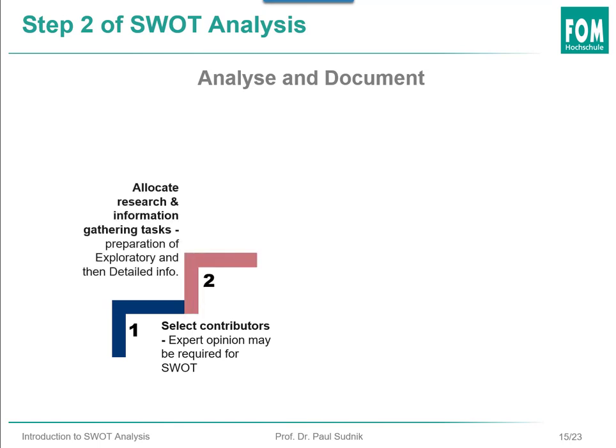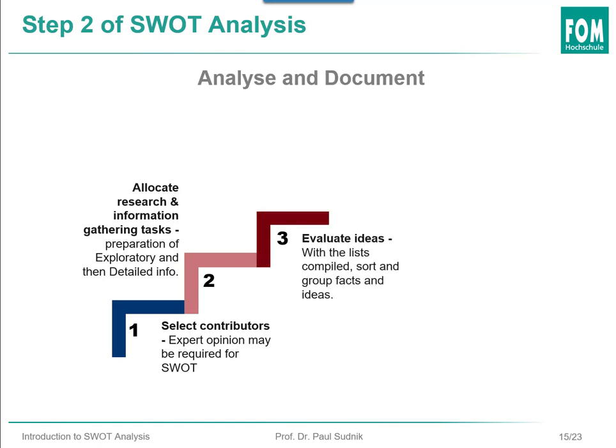We then give them the resources that they need and prepare exactly the kind of tasks we want them to do so that they then can go and explore the information that's out there and then come back with a detailed analysis. We then evaluate the ideas that those experts have provided us with. They have lists of information, we compile those lists, we sort through them, we group facts and ideas, and now we start playing with the information that we've begun to create from the SWOT.